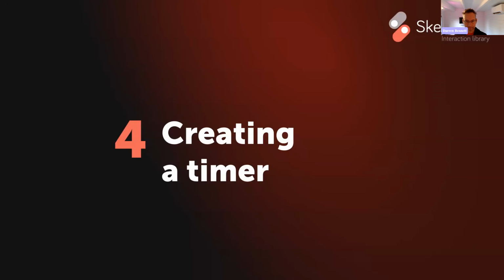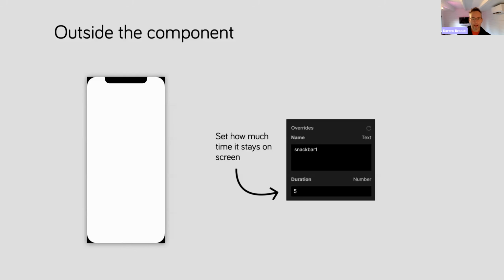Okay, finally, creating a timer. Again, something else that a lot of people in the community are trying to figure out how to do. It's quite simple. As in ProtoPie, there's probably lots of different ways of doing it, but this is the way I'm doing it. So basically, I've got this snack bar component. There you go. It took a while to come on screen. It's staying on screen for a particular period of time, and then it's going away.